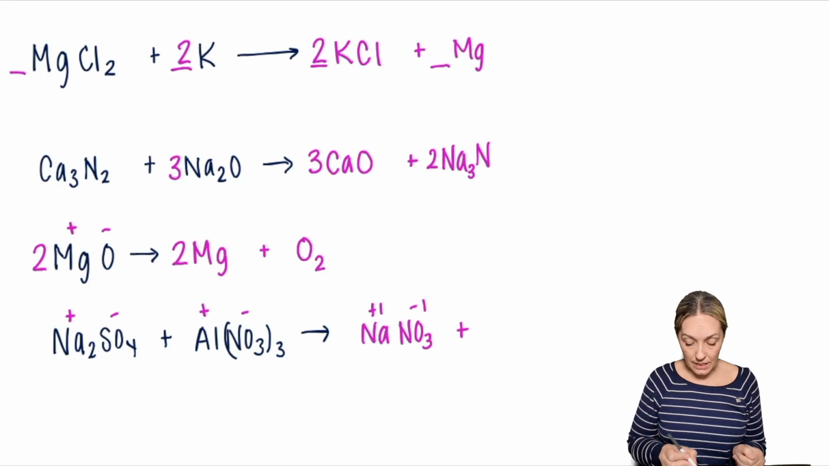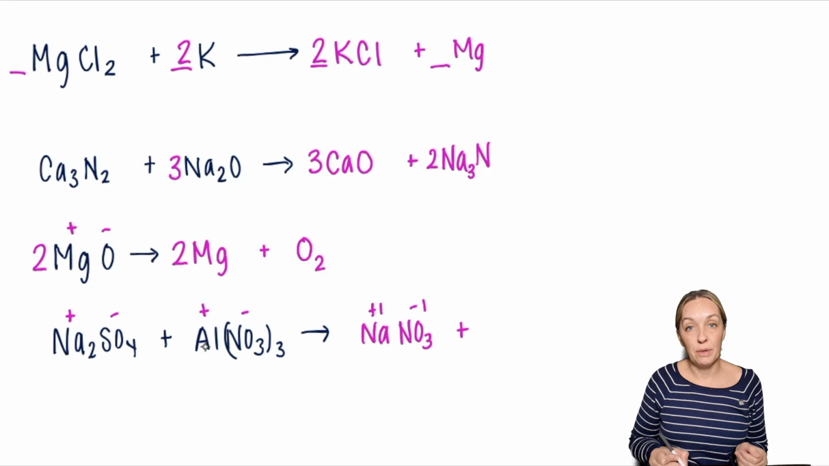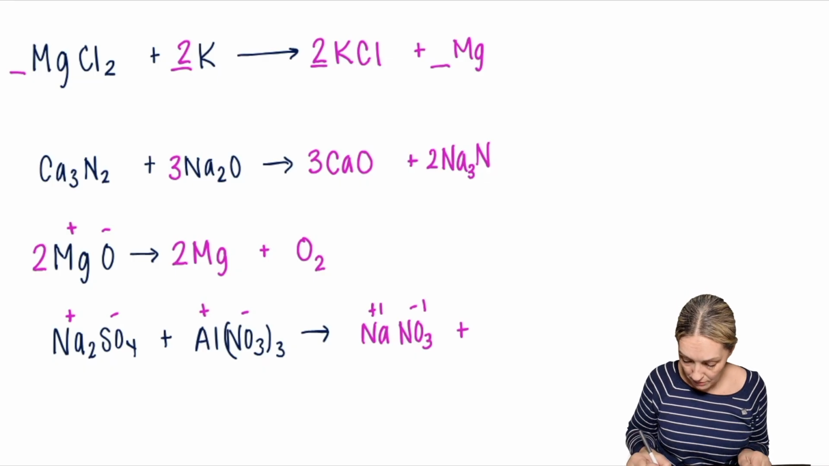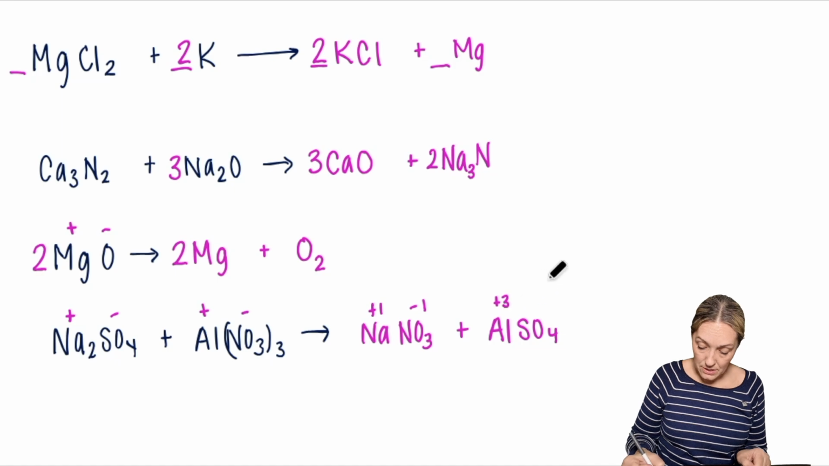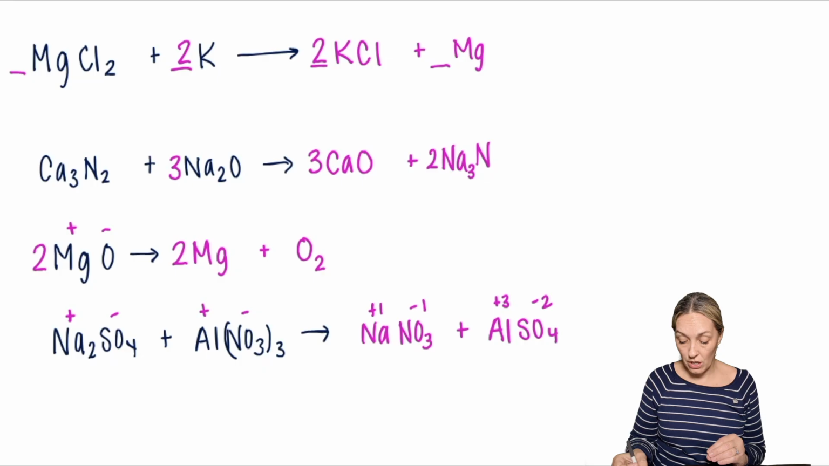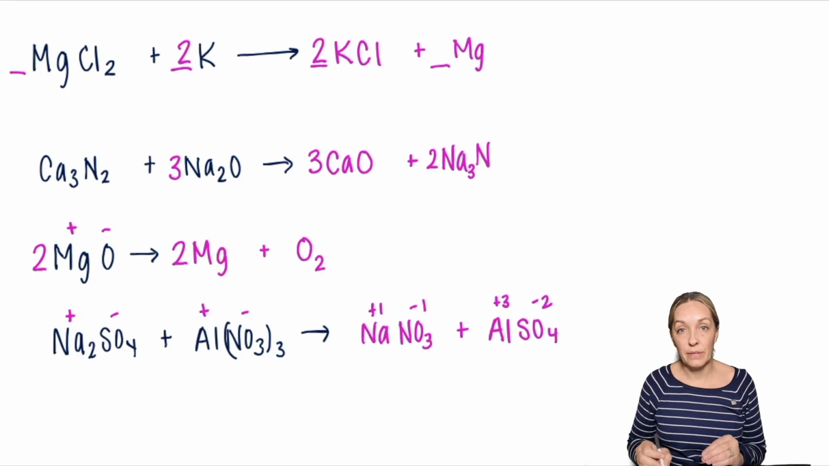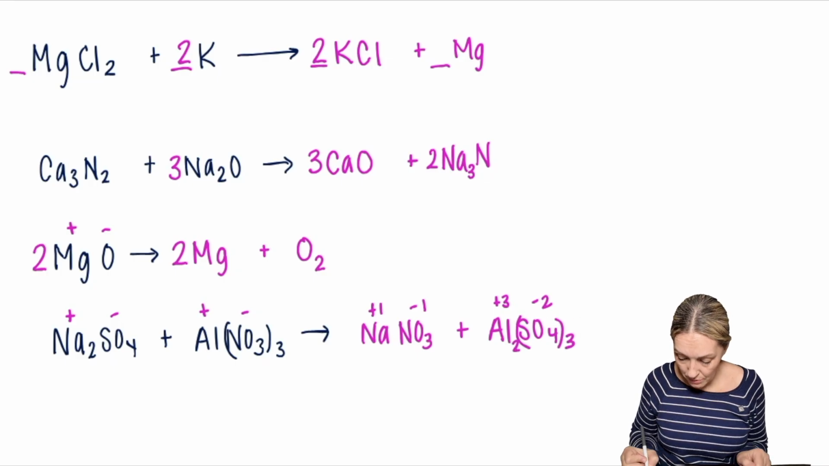My second product is going to have the sulfate, or SO4, and the aluminum. But remember, we have to write the aluminum first and the SO4 second. Aluminum carries a +3 charge, and the polyatomic ion sulfate carries a -2 charge. This is not happy as written. We have to make sure that we zero this compound out, and we can do so by putting a 2 here and a 3 here.